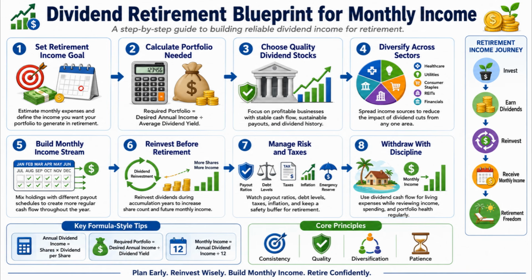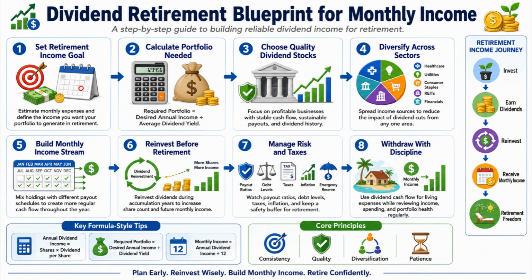In addition, manage investment risk, taxes, and inflation carefully. Review payout ratios, company debt levels, dividend growth, and changes in business performance. Tax treatment may also affect the actual amount of income received, so retirement planning should consider after-tax cash flow. At the same time, inflation can gradually reduce purchasing power. For this reason, a portfolio that includes companies capable of increasing dividends may provide better long-term protection than a portfolio focused only on current yield.